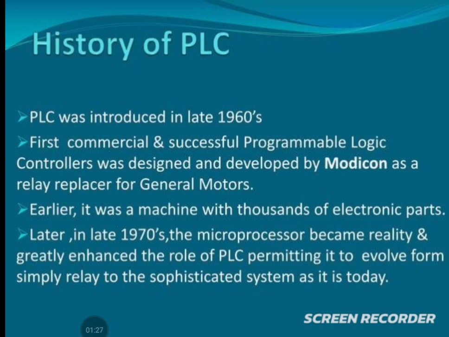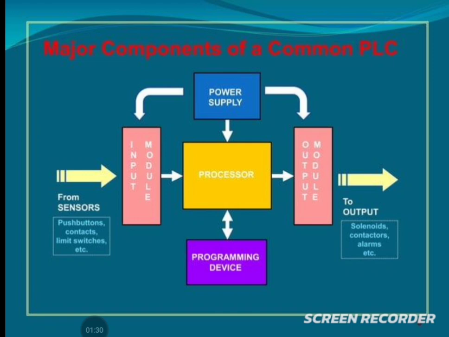The major components of a common PLC are input module, output module, power supply, processor, and programming device. From the sensor, the signal reaches the input module, is processed in the processor, and the program device holds the program. The power supply is integrated with these, and finally through the output module we get the output result. The push button contacts, limit switches, etc. act as sensors, and the output solenoid, contactor, and alarm act as output modules.